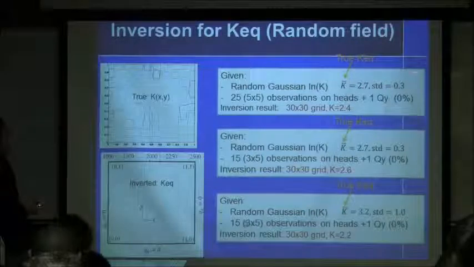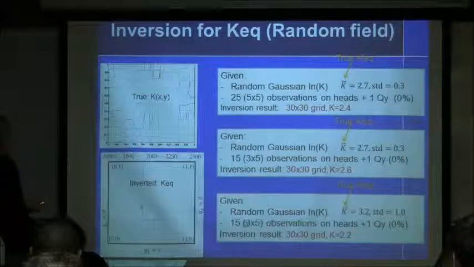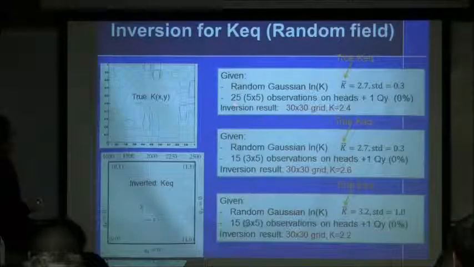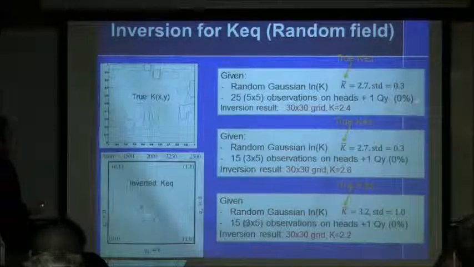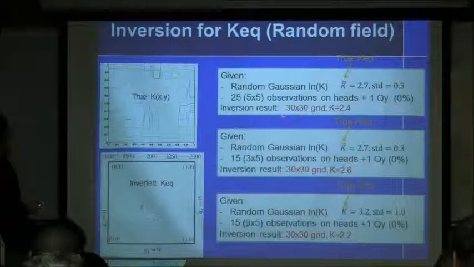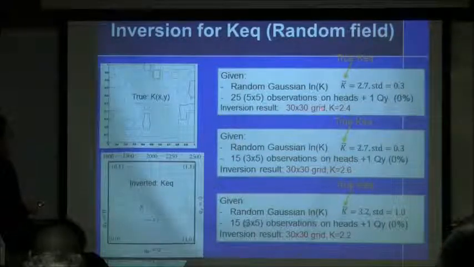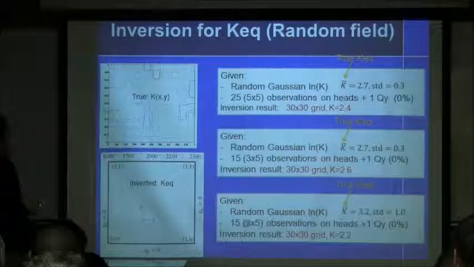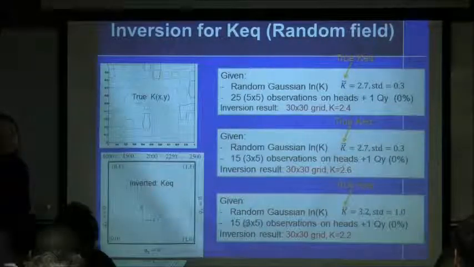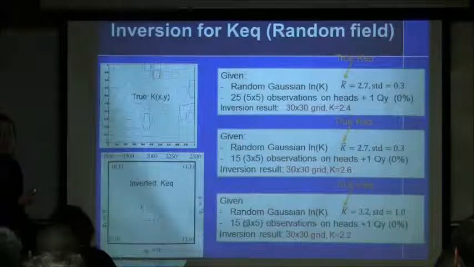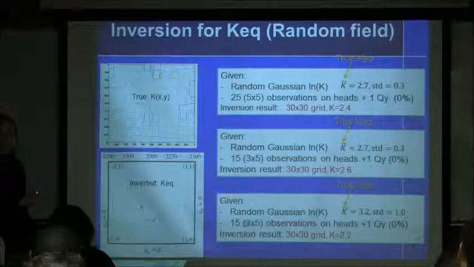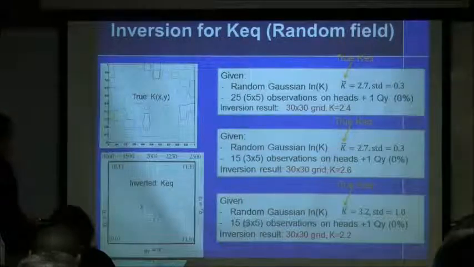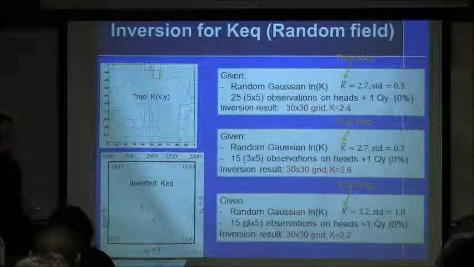Initially we use a weakly heterogeneous system of low variance. Then we take 25 observations of heads and 1 flow rate, no error imposed. Then we use the inverse grid, 30 by 30. Then we invert a single conductivity, 2.4. That is close to the true equivalent conductivity. Because our inverse method incorporates more physics, our inverse solution reflects the physics of flow. So that's very, very exciting, these results.